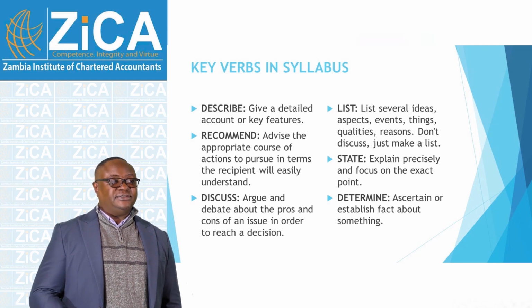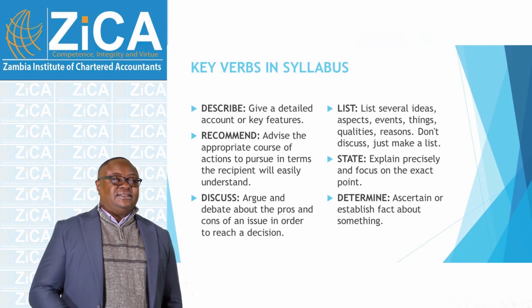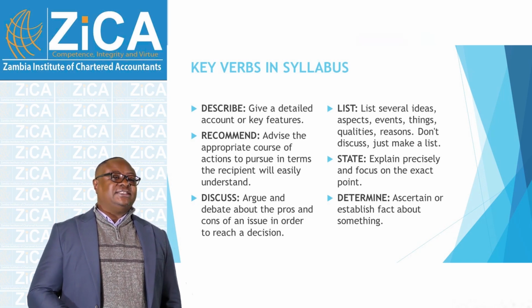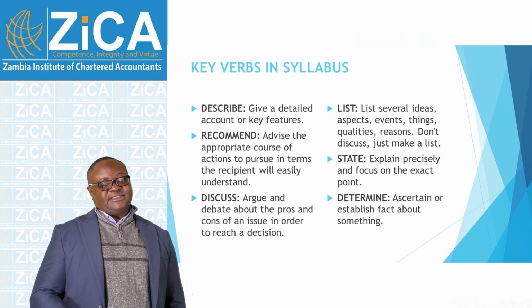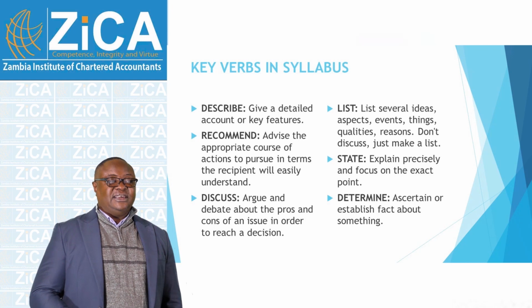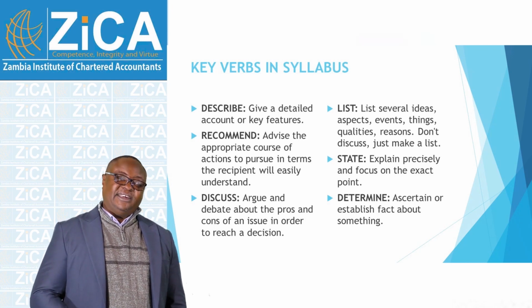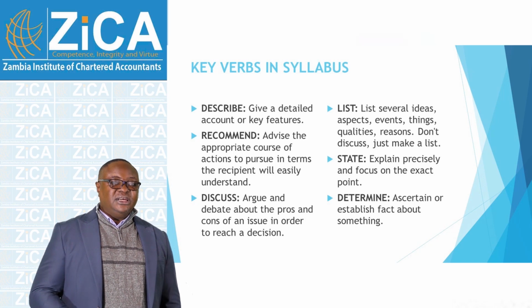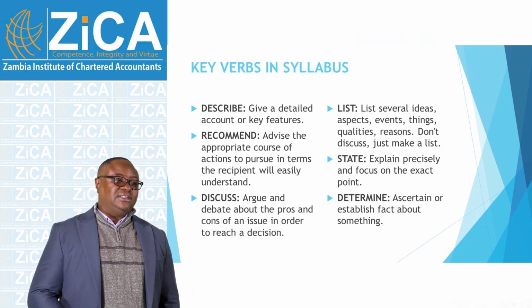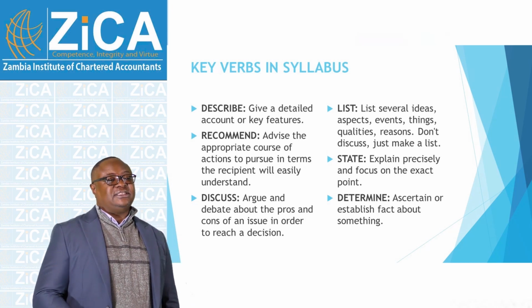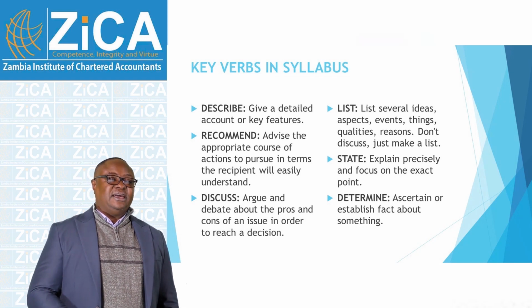List is you list several ideas, aspects, events, things. So you can see that list is different from explain. If you are asked to explain, you are not supposed to be listing. If you are asked to list, you are not supposed to be explaining. State, you just state, make it precise, make a statement that is clear, exact and to the point. The level of detail you'll be putting is different from explaining. Determine, ascertain, or establish a fact about something.